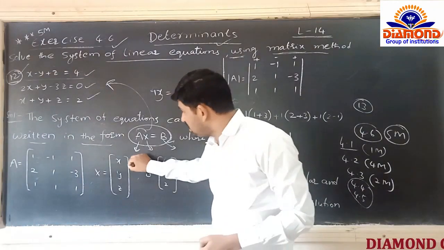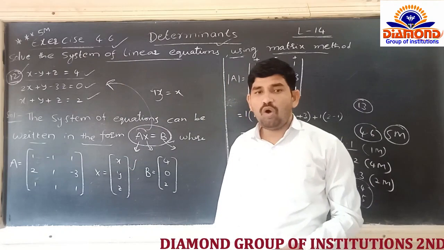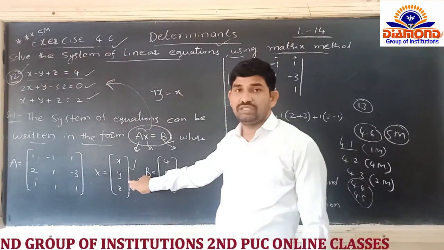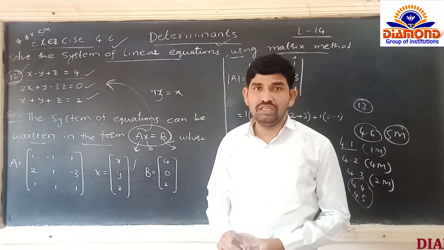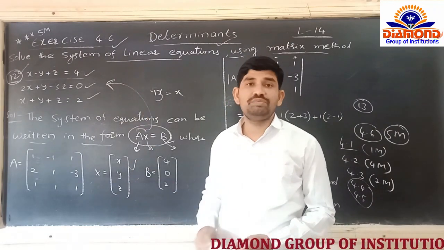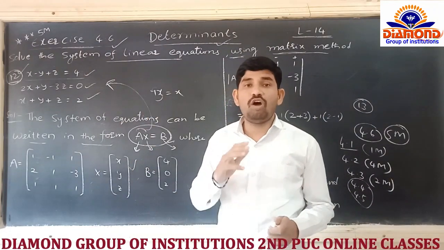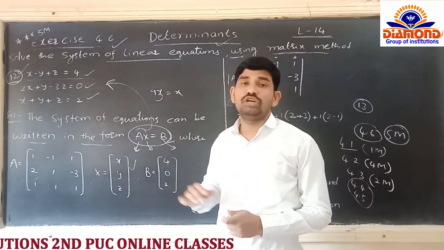Next, see the matrix X here. How can we write the matrix X? Matrix X is said to be the variable matrix. In a given system of equations, we have to observe how many variables are given.